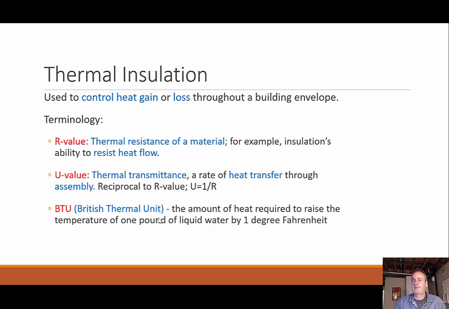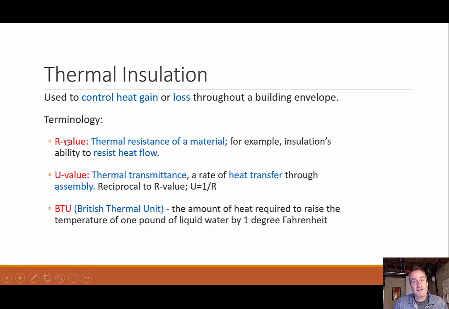What we're talking about, like I said, is to control that heat gain or loss through the building envelope, which is basically just the exterior of your building. Our terminology, we have this R value, and R value means the resistance of heat flowing through a material.